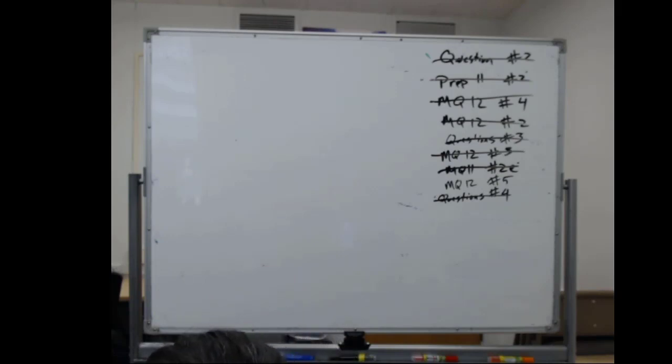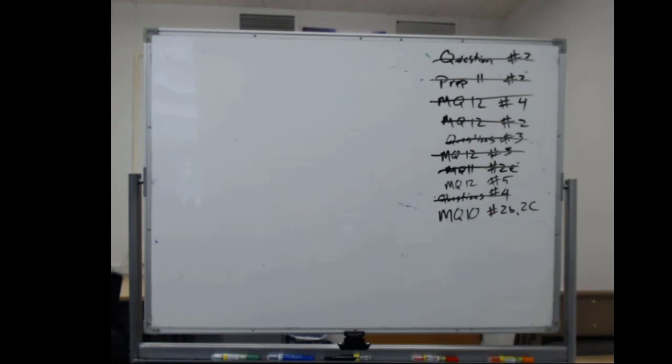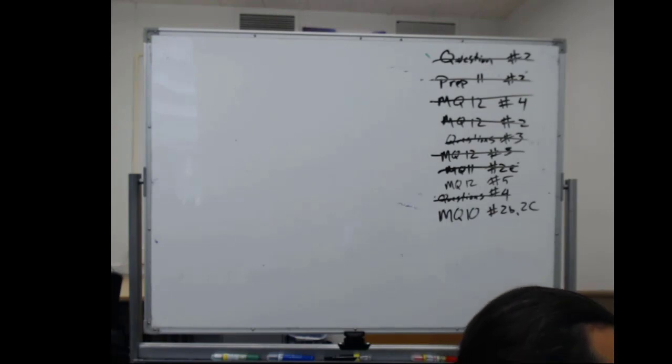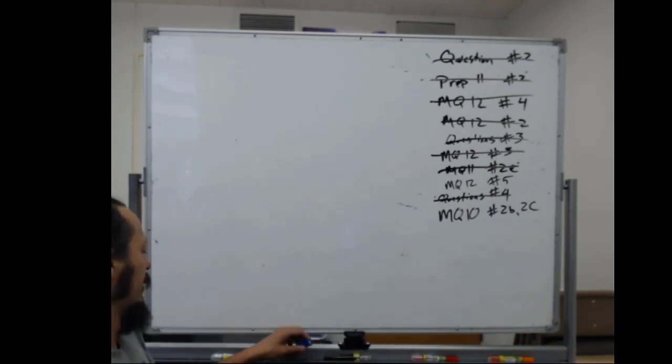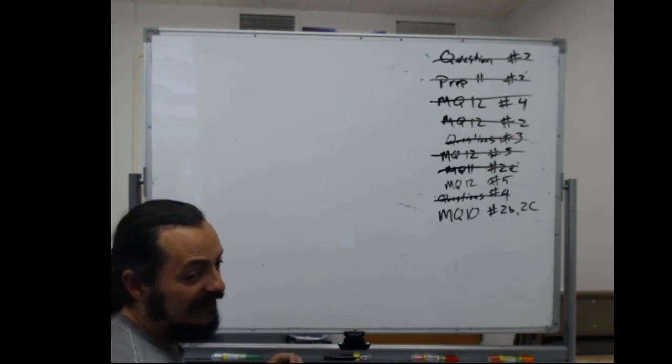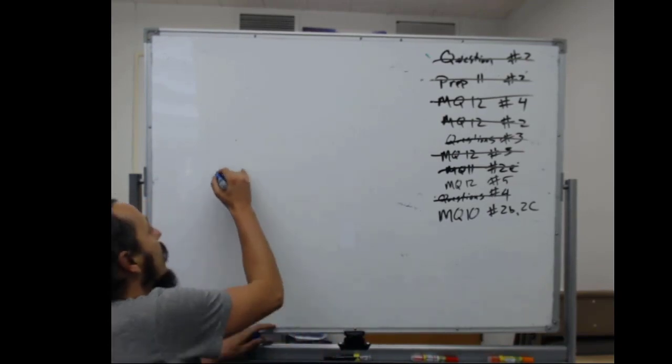Okay, let's see. Mastery question 12, number 2, we can look at that. Mastery question 10, 2B and 2C. Okay, so we're going to go ahead and do mastery question set 10, problem 2, particularly 2B and 2C. This is going to be a really long video. That's okay.